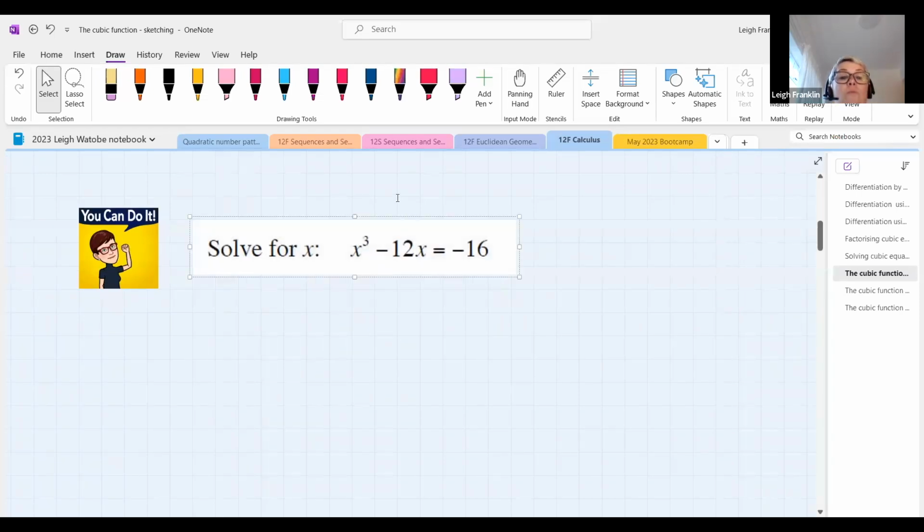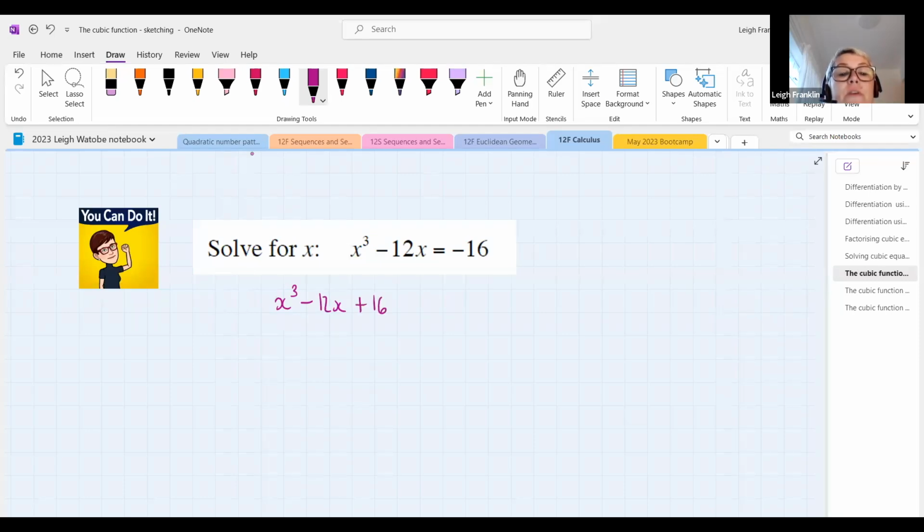Again, what do you think I should do with a negative 16? I am going to transpose it. So I'm going to take it over to the other side. Exactly. Now, what's the problem? I say problem in inverted commas. How are we going to factorize this? We can't take out x. So what are we going to do?